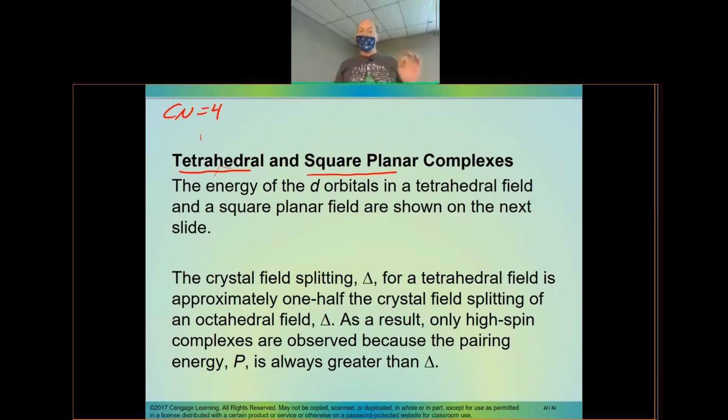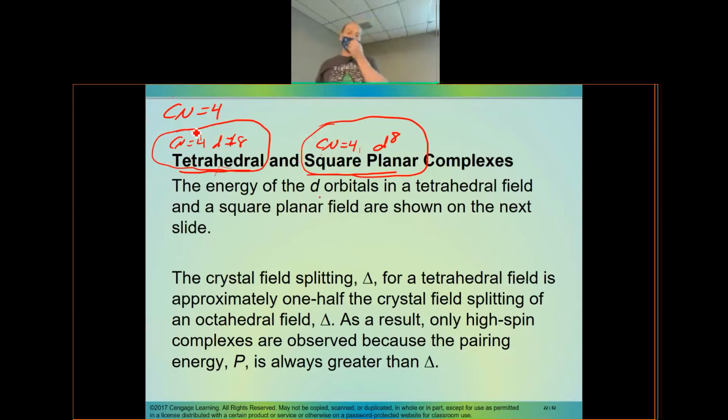If we are predicting, we are only going to predict square planars to be D8. So if your coordination number is equal to 4 and you are a D8 metal, then we are going to predict square planar. Any other coordination number of 4, where D is not equal to 8, is going to be tetrahedral. So this again is just a prediction.